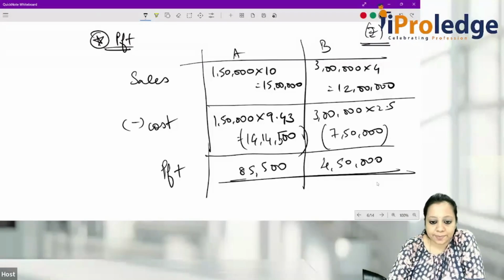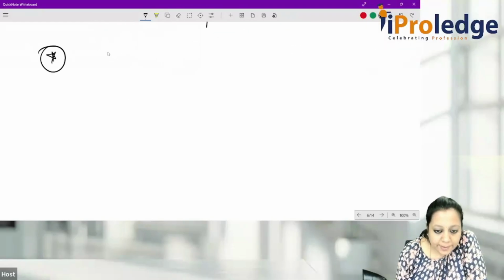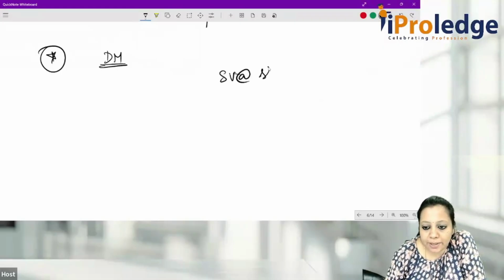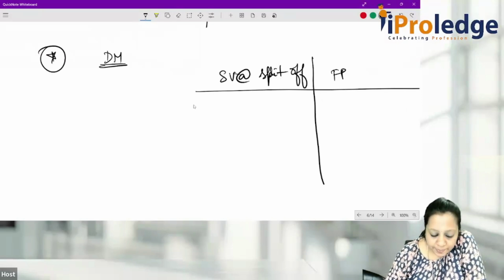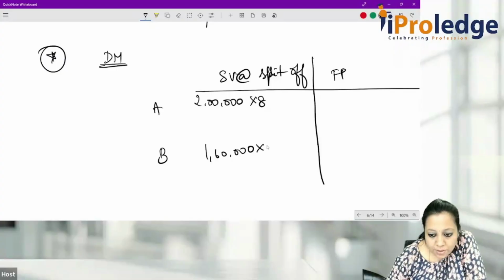So then the last one, what is it, ma'am? Decision making. So sales value at split off, and this is further processing. So this is A and this is B. It's 2 lakhs into 8, 1,60,000 into 4. Same way, I will use here also.